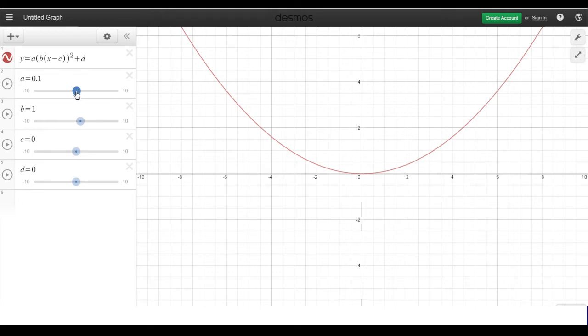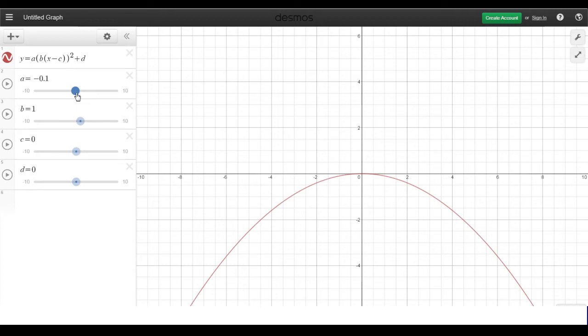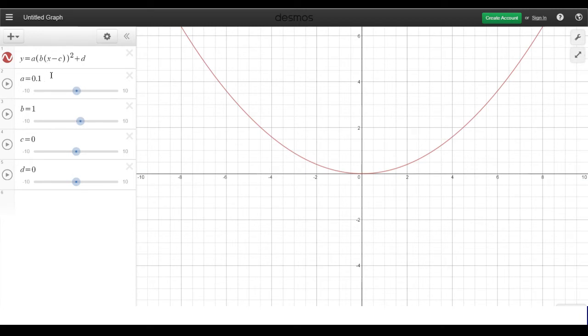So here's the thing. I didn't talk about anything on this side. If you notice, it's doing something else. If I take a look at negative 0.1 and compare that to positive 0.1, it's the same graph, except it's flipped over the x-axis, right?